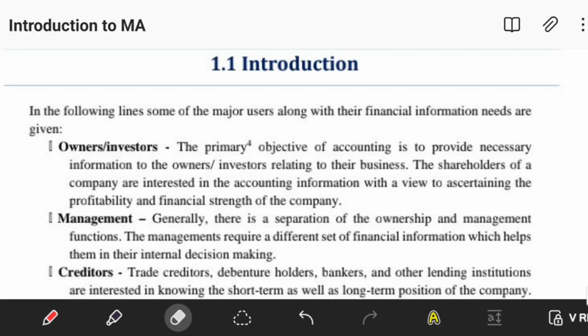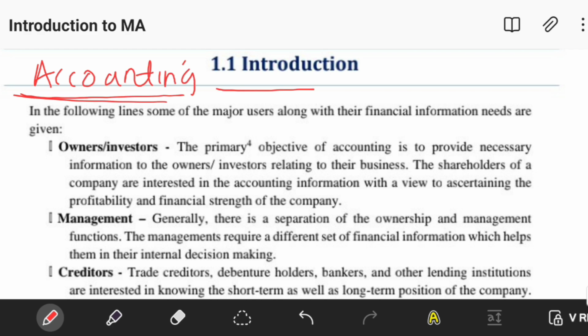Now, what is the purpose of accounting? Accounting is like a language. It is a language of business. Just like we use languages to communicate with each other, businesses use accounting to communicate their financial position, like profit, expenses and liabilities.